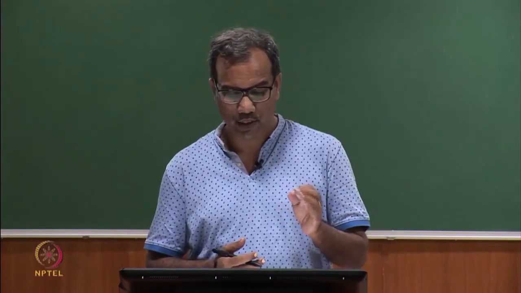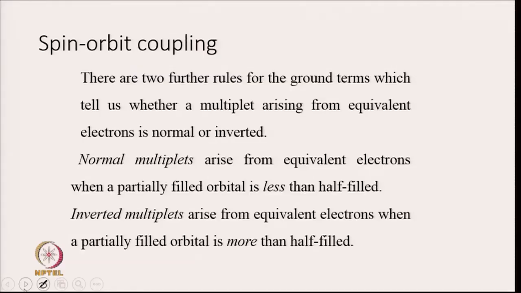Okay, so there are two further rules for ground terms which tell us whether a multiplet arising from equivalent electrons is normal or inverted. Normal multiplets arise from equivalent electrons when the partially filled orbital is less than half filled. Inverted multiplets arise from equivalent electrons when the partially filled orbital is more than half filled.